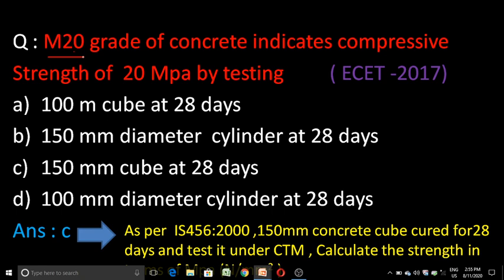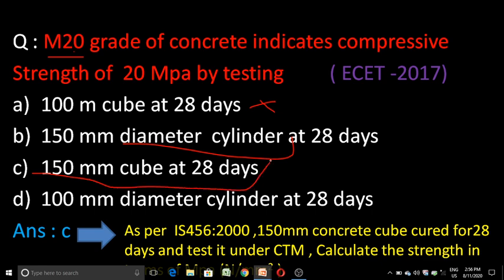that will be designated as M20 grade concrete. The options are like this: 100 mm cube at 28 days, so it is not a correct answer. Then 150 mm diameter cylinder. As per Indian standards, for testing we have to use a cube of 150 mm, not cylinders. Cylinders are used in ACI recommendations, that is, the American Concrete Institute standards use cylinders for calculating the characteristic compressive strength of concrete. But in Indian standards we use only cubes. The third option is 150 mm cube at 28 days, which matches our definition.